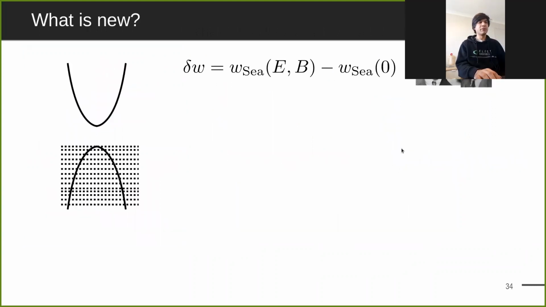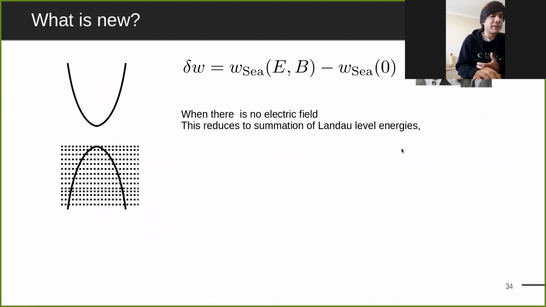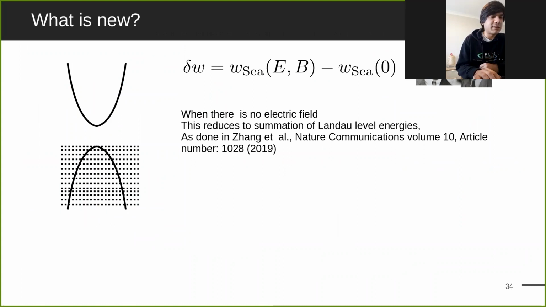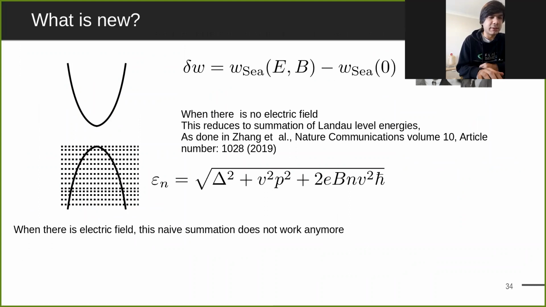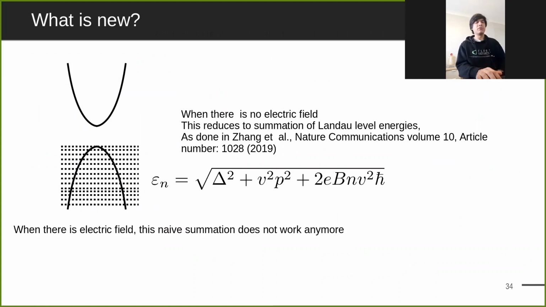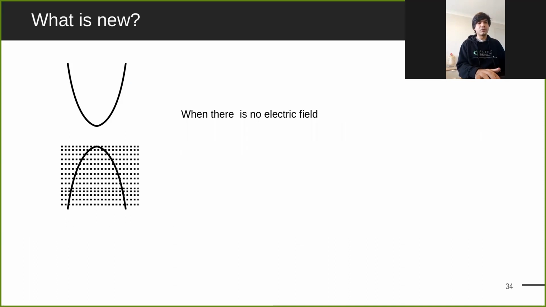So what's new? You can say that, look, all I have to do is, if there's no electric field, I just sum Landau level energies like they did in this experiment. And here are the Landau level energies. And then I calculate it. So what's new about it? Basically, when you turn on electric field, and when you try to look at these magnetic field tunable capacitor and electric field tunable magnetization, you need to turn on electric field. And once you do that, this procedure of naive summation of Landau level energies does not work.